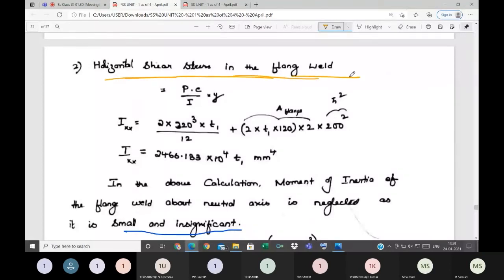So now, the second kind: horizontal shear stress in the flange weld. Okay, so you know this is due to moment. M is equal to P into E, which is given by FB is equal to P into E by I into Y. Here I is the moment of inertia, guys, not the polar moment of inertia, guys. This is just moment of inertia.